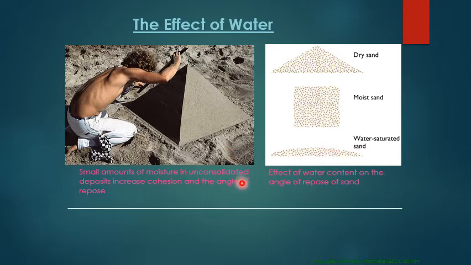Another effect of adding water to a slope is to increase the mass of the slope, hence the gravitational pull on the slope, which favors mass movement.